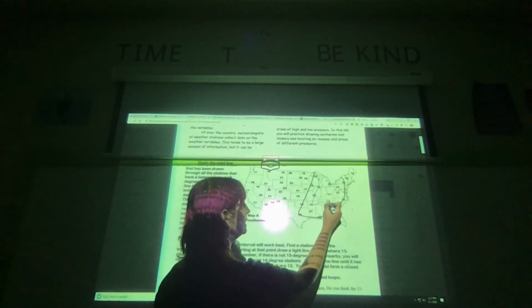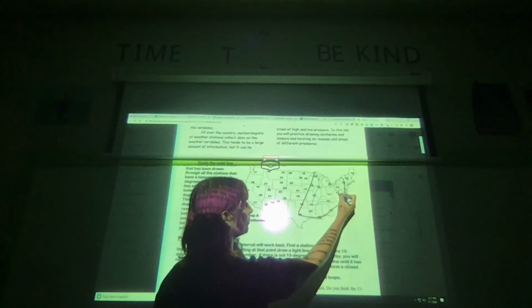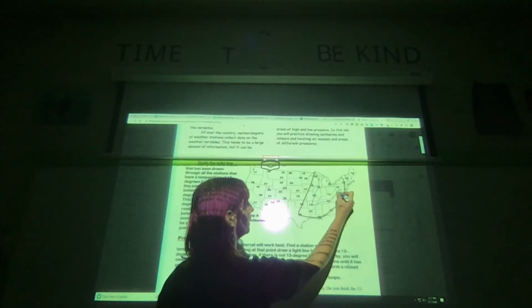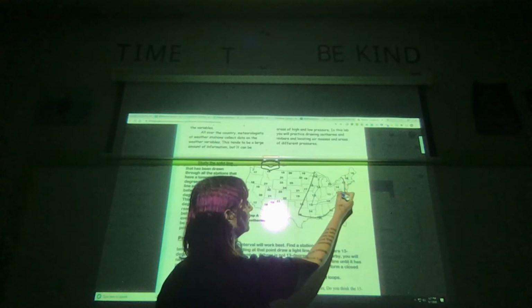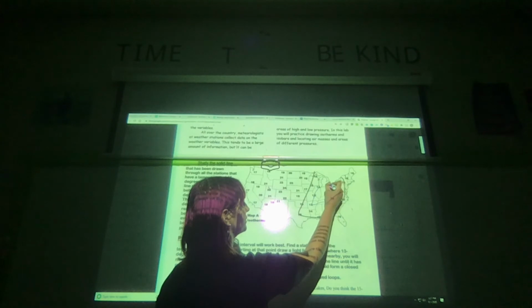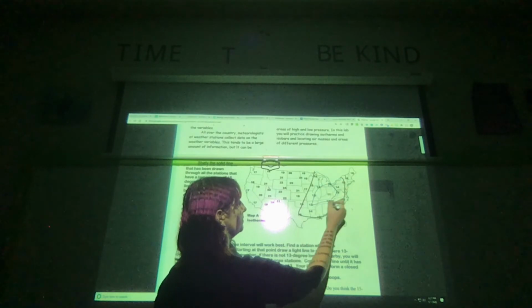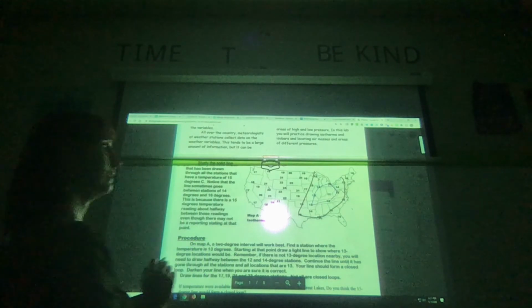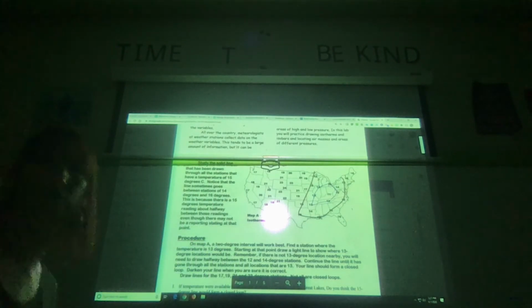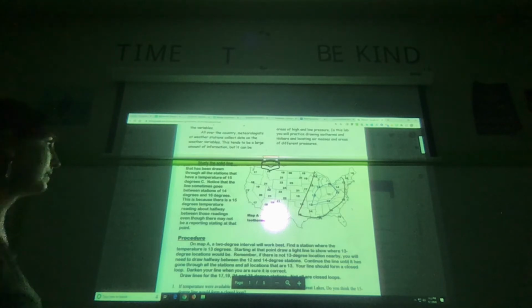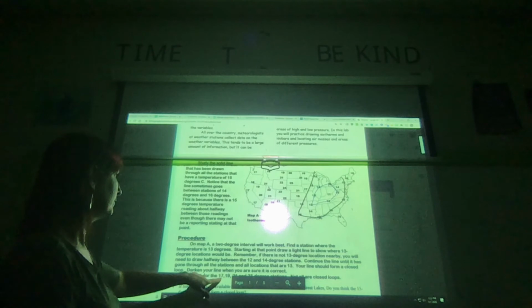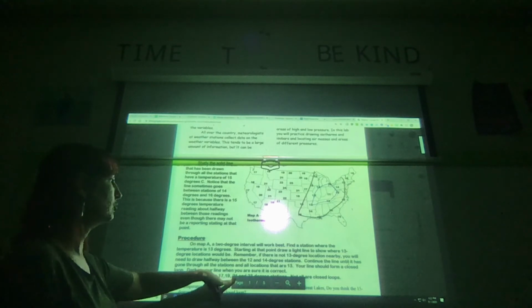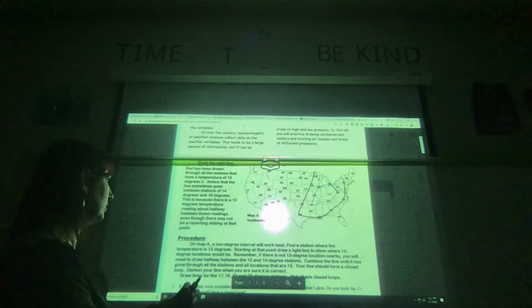So here's a 13 here, here's a 13 here, I have a 13 here, and I have a 13 here. So this is what they mean by a closed loop. Everyone see that? I hope that shows up. Then you're going to do the same thing for 17, 19, 21, and 23.